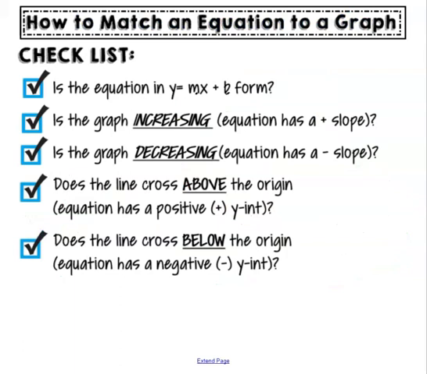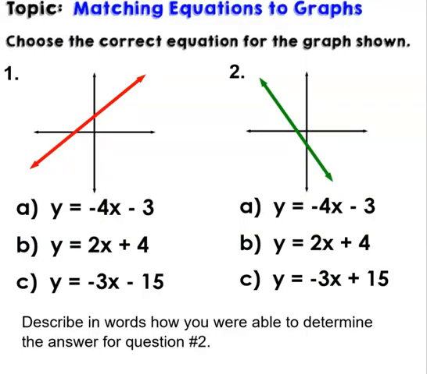So as we're going through the questions today, you want to make sure the sentence is in y equals mx plus b form. You want to determine the slope number, the number in the m position. If it's positive, the graph should be increasing. If the number is negative, the graph should be decreasing. And then you want to focus on the number in the y-intercept position, or the b position. If it's positive, it should be crossing above the origin, and if it's negative, it should be crossing below the origin. So let's go back to those first two questions that you saw at the beginning.